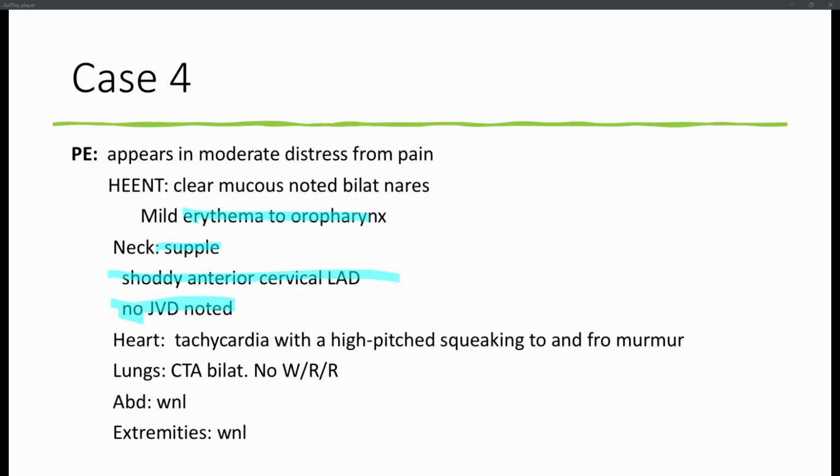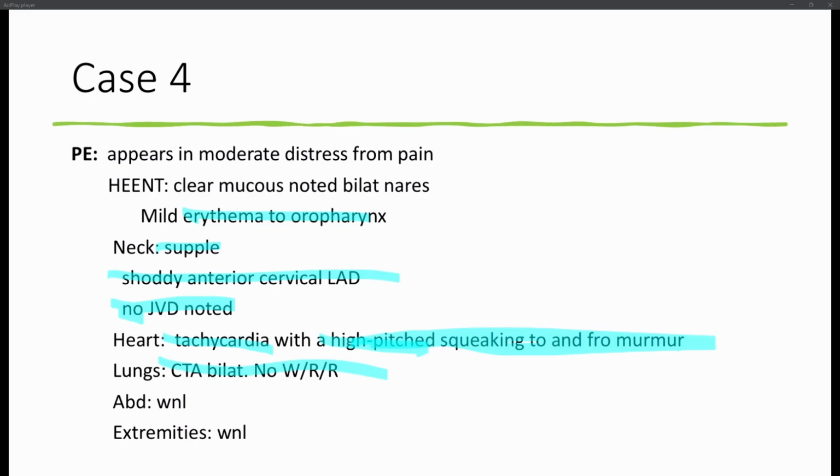You'll learn that eventually. Again, remember, you're going to get this information again with Dr. Ovalle when it comes to cardio, so it will be repeated. Heart: tachycardia, which was in the vital signs, a heart rate of 102, 105. Yes, they're going to be tachy on physical exam as well, with a high-pitched squeaking to-and-fro murmur. This murmur will be heard in systole and diastole. It goes across. The only one that really does that is the murmur with pericarditis.